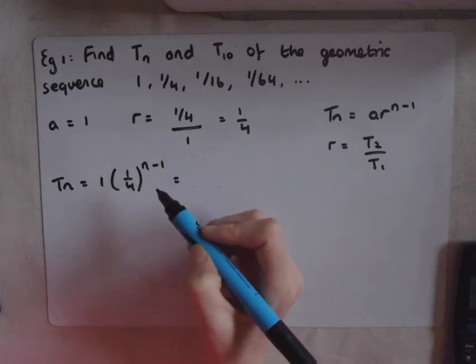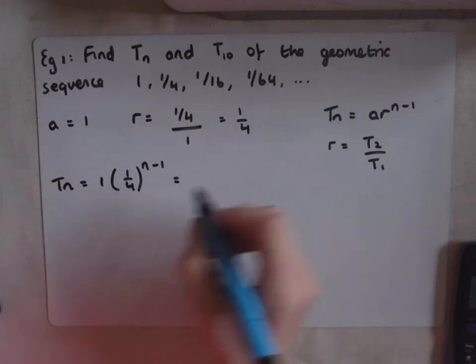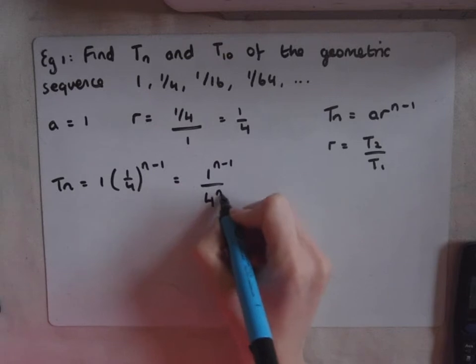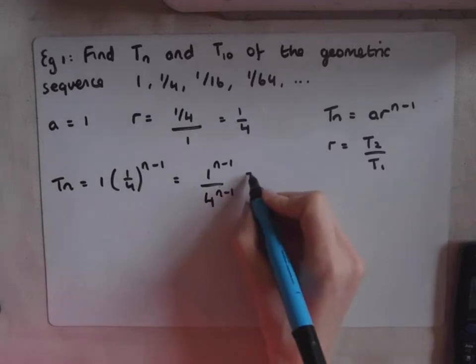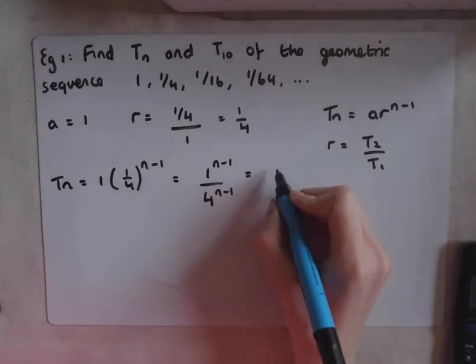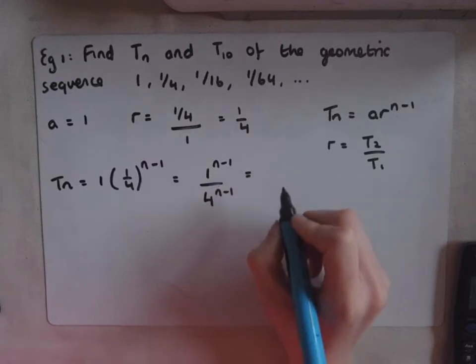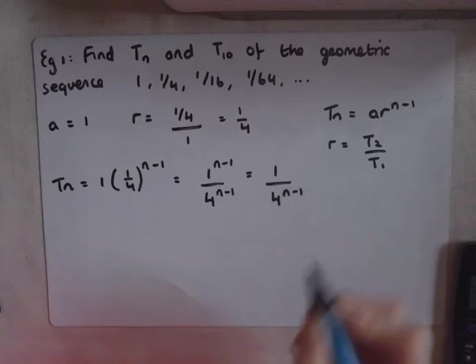Can you remember your indices when you have a fraction being raised to a power? Where does the power go? Yeah, thank you. So that's 1 to the power of n minus 1 and 4 to the power of n minus 1. Now, what is 1 to the power of anything? Careful, anything to the power of 0 is 1. 1 to the power of anything is always 1. Okay, so it doesn't matter, as long as you have a 1 to the power, it's just 1.